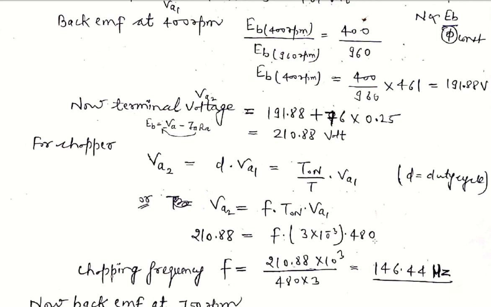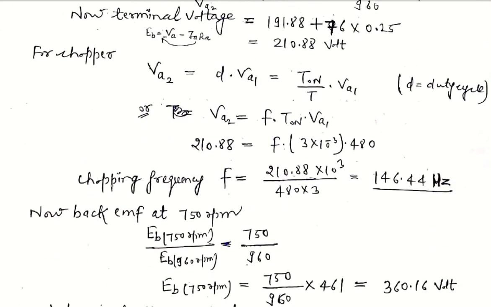Initially the terminal voltage is 480 volt, but in the second case at 400 rpm, the terminal voltage was calculated to be 210.88 volt, and T1 is given in the problem as 3 milliseconds. By this calculation we find the frequency corresponding to 400 rpm. The chopping frequency is obtained to be 146.44 Hz for 400 rpm.